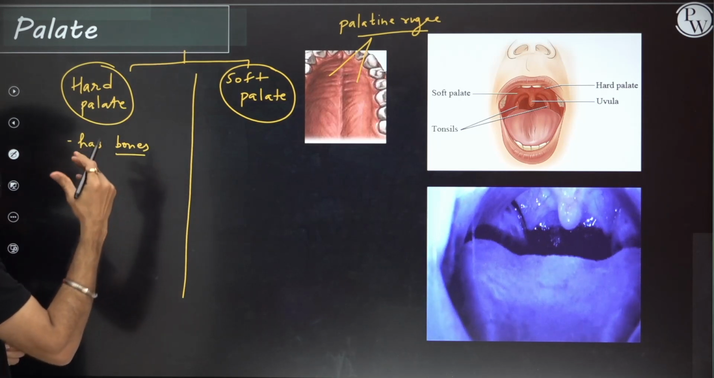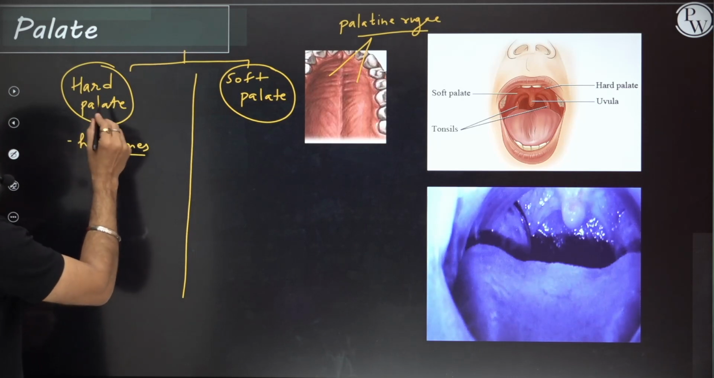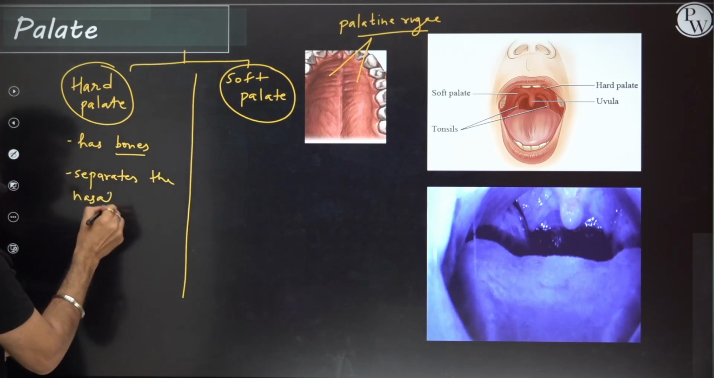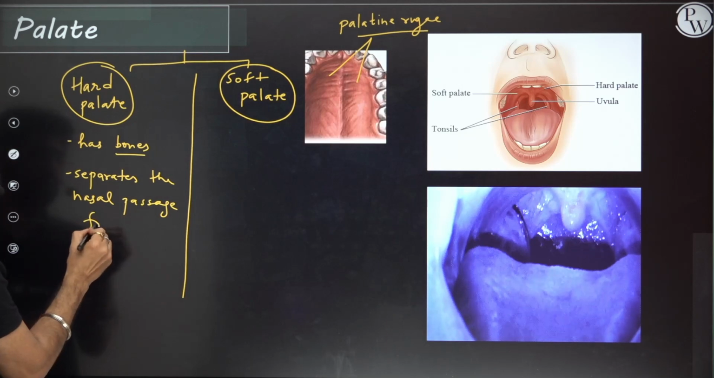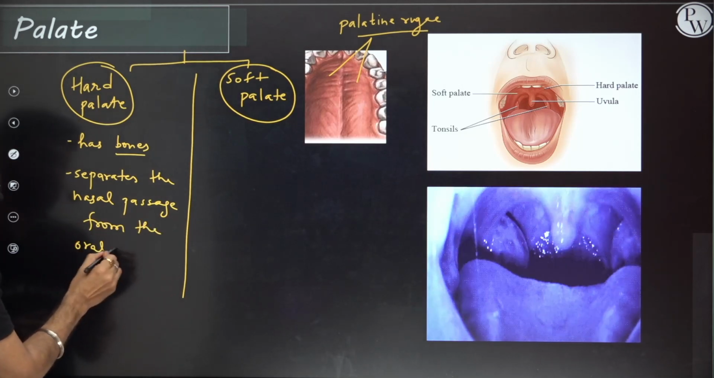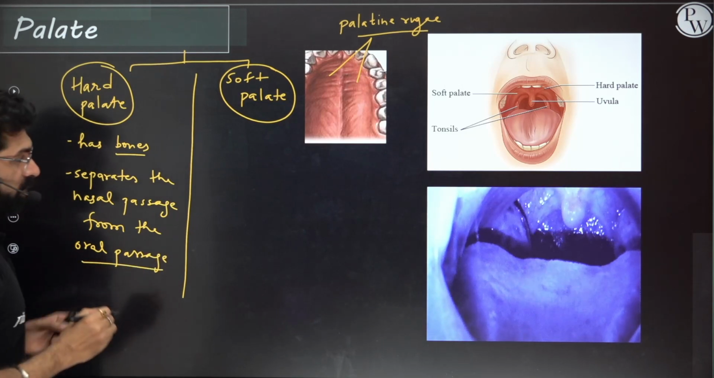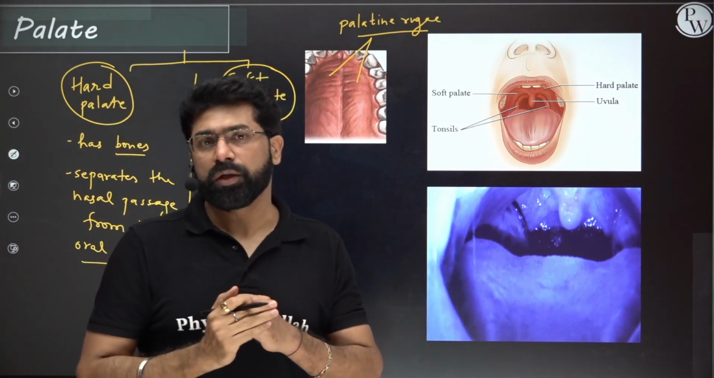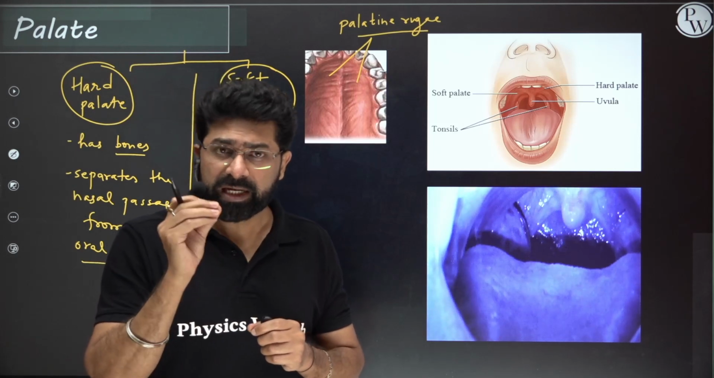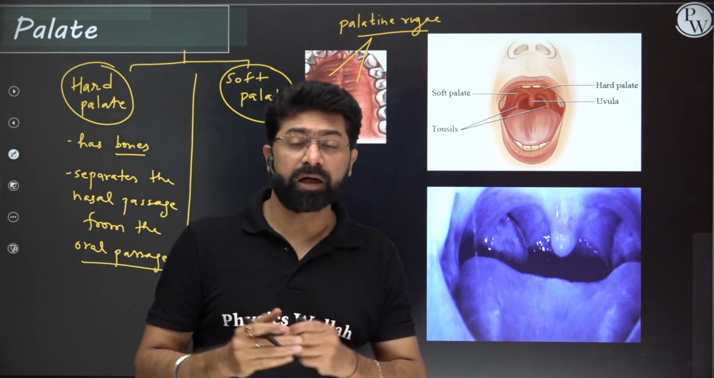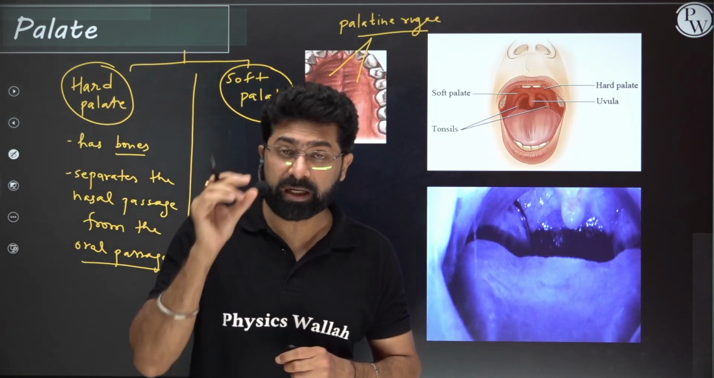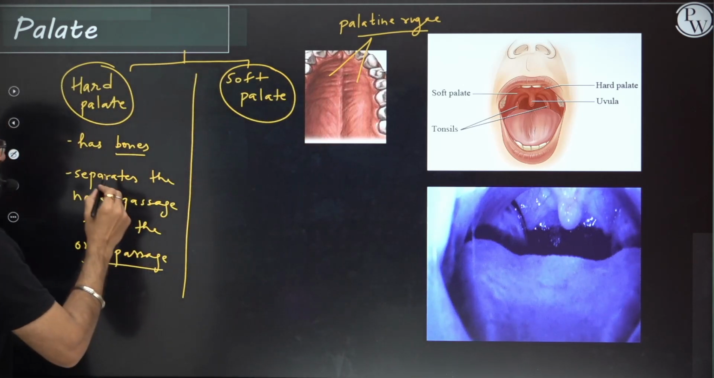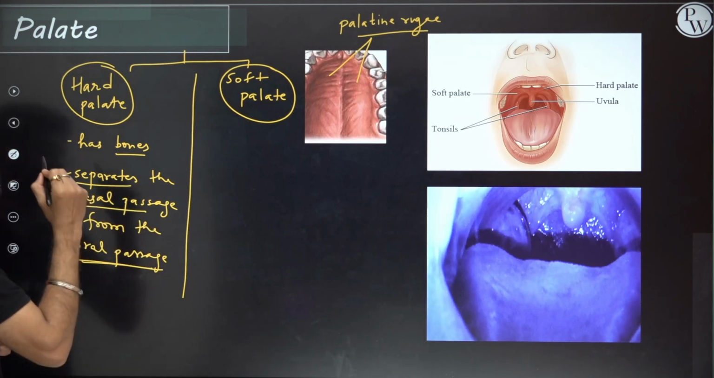So hard palate has bones inside. There are palatine bones, maxillae, premaxillae, and this hard palate separates the nasal passage from the oral passage. Because otherwise, what was the reason for development of the hard palate? If this hard palate wouldn't have come in you, you wouldn't have been able to breathe while eating something. So that is the function of hard palate. So this secondary palate or the hard palate appeared for the first time in crocodiles. Please remember, this appeared for the first time in crocodiles, and it separates the nasal passage from the oral passage.